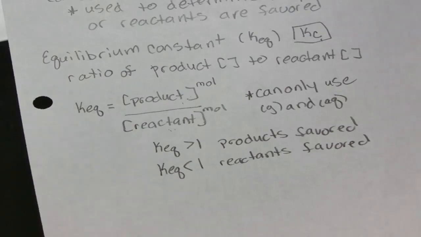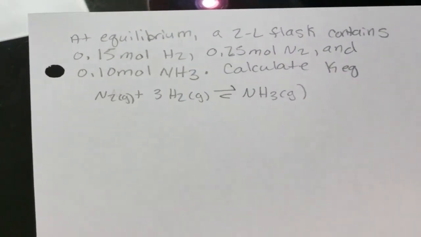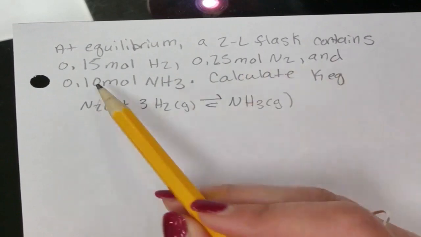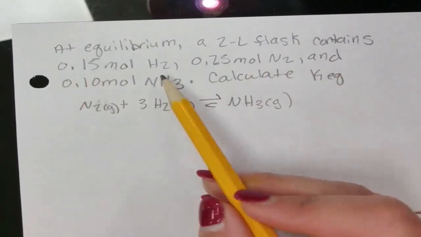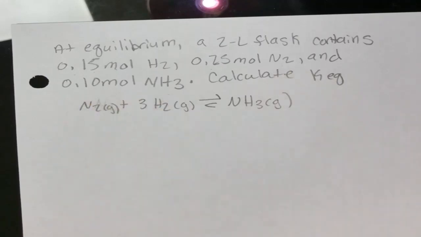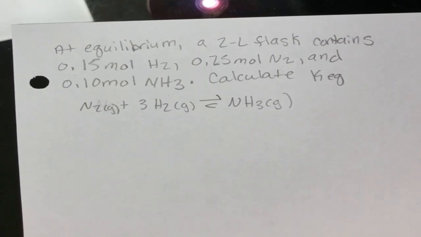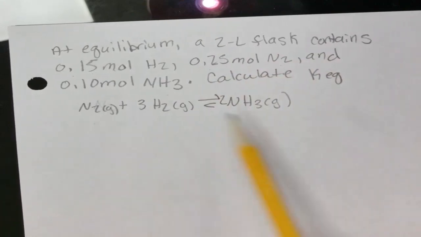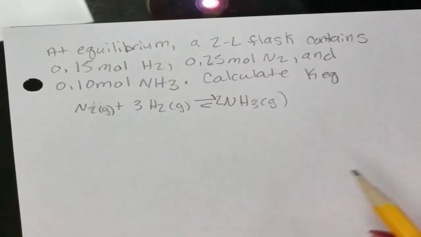So let's go ahead and do a practice example solving for K. All right, so we have at equilibrium a 2-liter flask that contains 0.15 moles of hydrogen, 0.25 moles of nitrogen, and 0.1 moles of NH3. Let's calculate KEQ. So step 1 here is we have to have a balanced equation and we have to set up our K value.